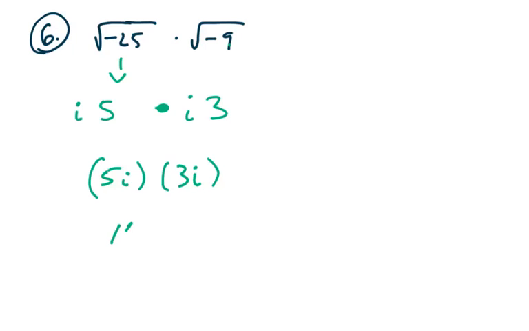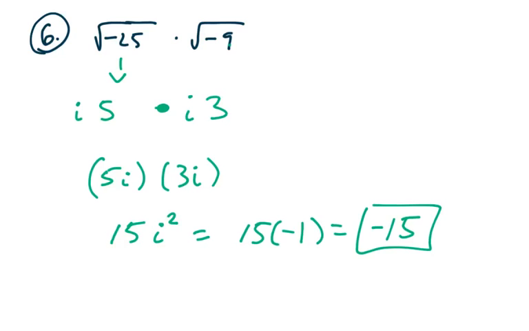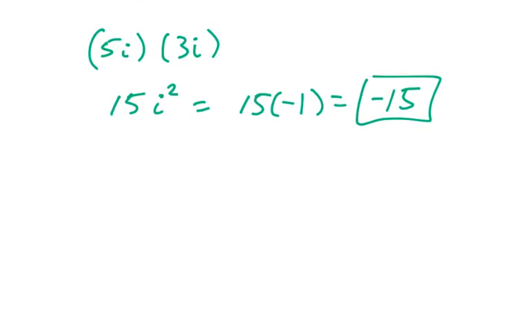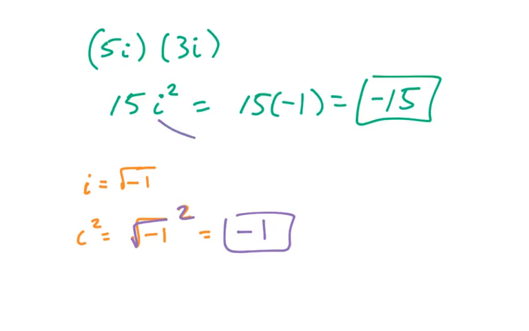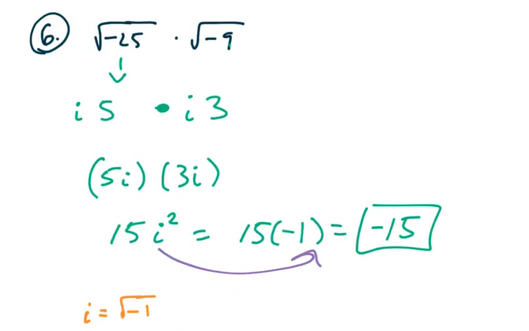So 5 times 3 is 15. i times i is i squared. Now we know that i squared is -1, so this leaves me with -15. Now, you may be asking yourself, how do I know i squared is -1? Well, if i is the square root of -1, then i squared would be taking the square root and squaring it, and when we square a square root, these go away and you're left with -1. Hence, i squared is -1. So hopefully that makes sense.